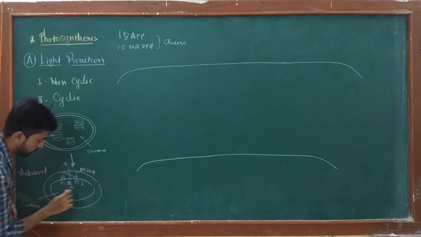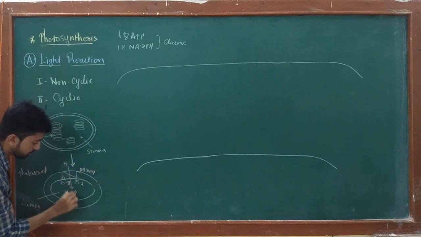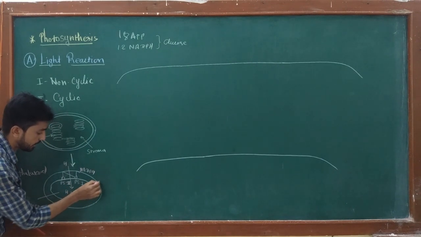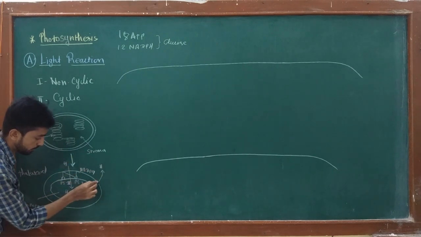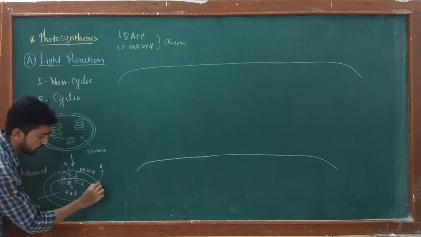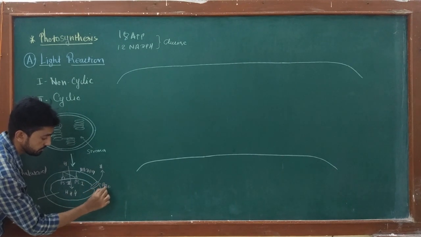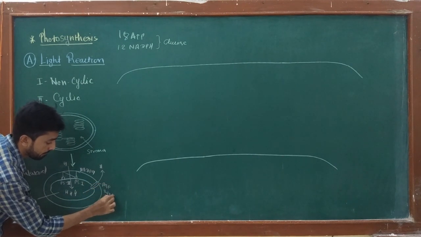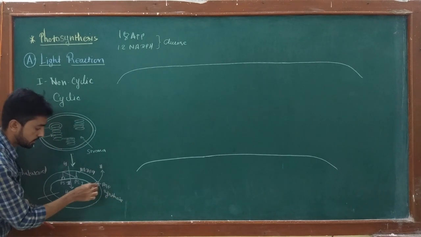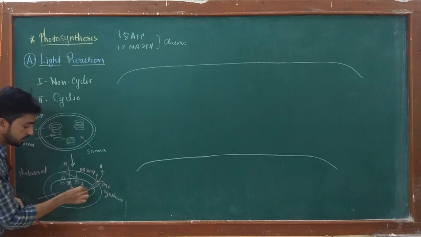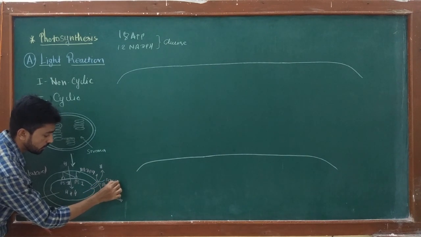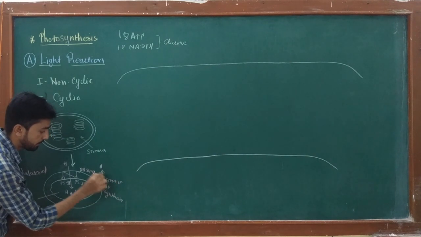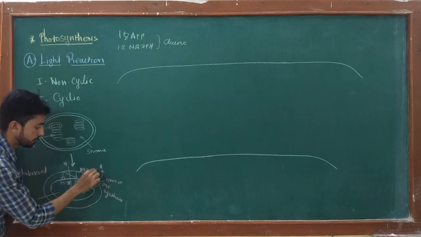When these hydrogen ions accumulate in the lumen, they come back into the stroma through a special protein called ATP synthase. And this ATP synthase uses the energy of hydrogen ions for conversion of ADP plus IP into ATP.